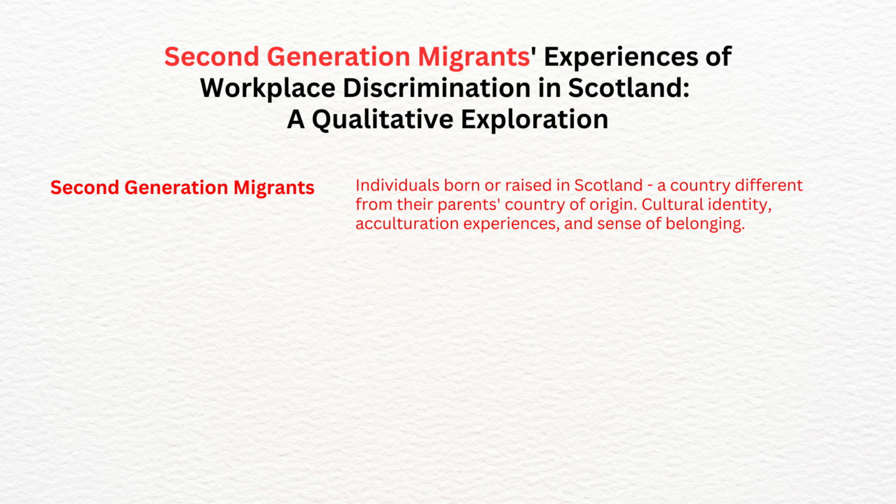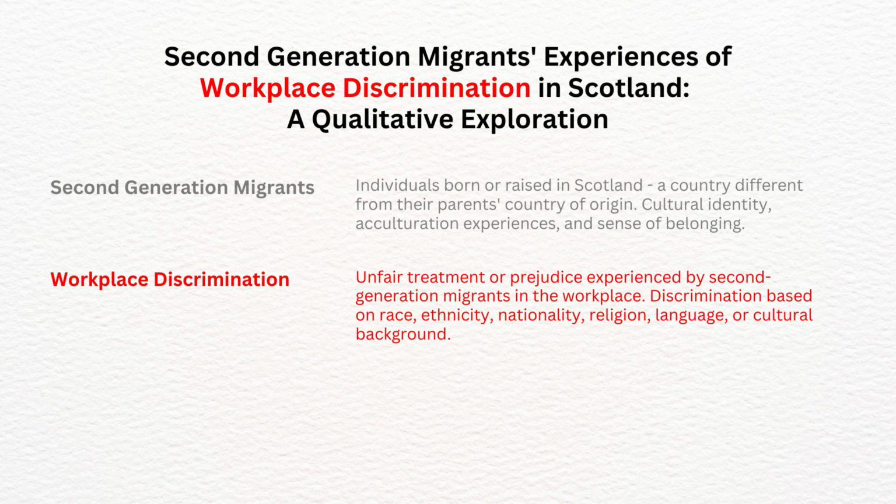The second thing we might pick out is workplace discrimination. And that theme might revolve around various forms of unfair treatment or prejudice experienced by second generation migrants in the workplace. It might include things like discrimination based on race, ethnicity, nationality, religion, language, or cultural background.